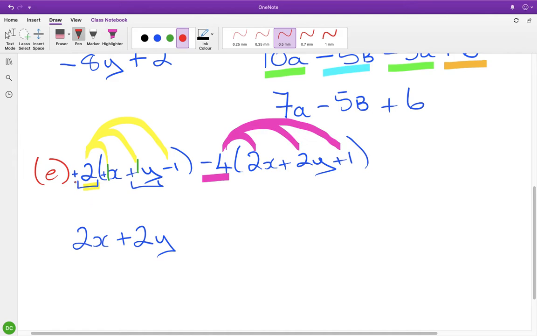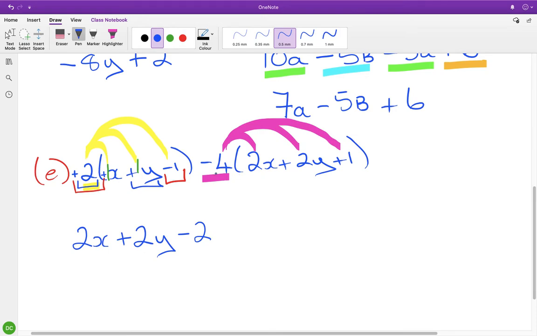Now the next multiplication is the 2 again, but this time with the minus 1. So signs, plus minus is minus. 2 times 1 is 2, and we have no letter here and no letter here, so we're done. Now we have reached the end of that bracket, which means we've reached the end of the yellow multiplication. So we're going to move over now to the pink multiplication.